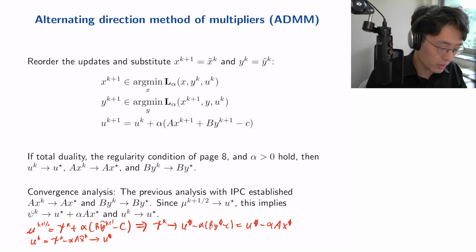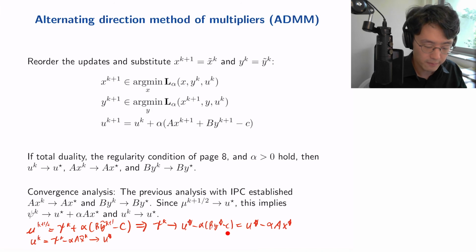And we established that mu k plus 1/2 has this relationship with psi k, and in the previous analysis starting from IPC, we know that Byk converges to By star. So putting this on the left, we have psi k converges to the limit of this, mu star minus alpha times (by star minus c).